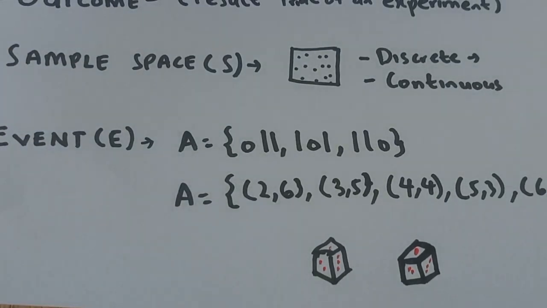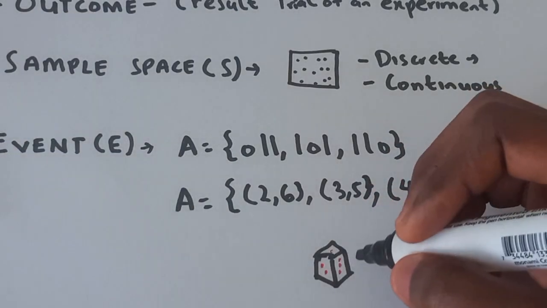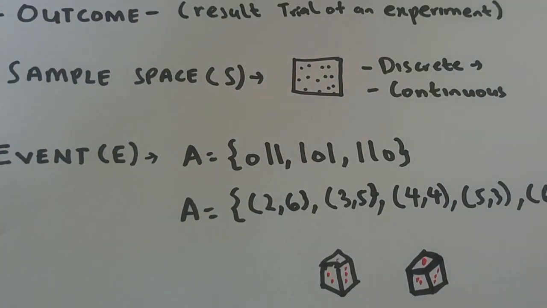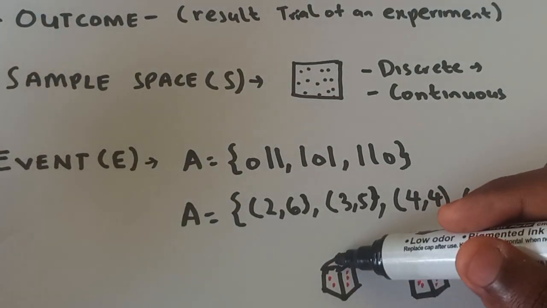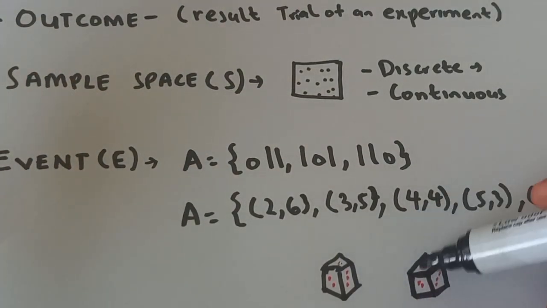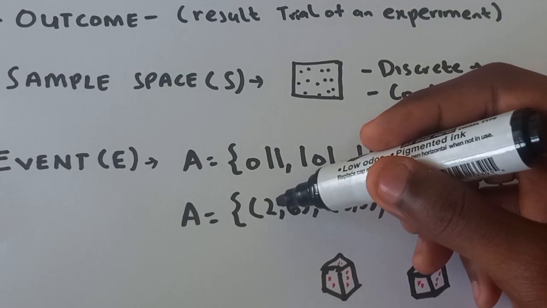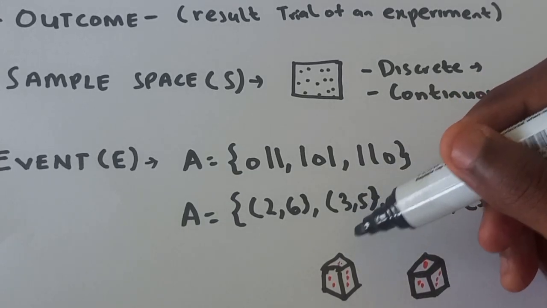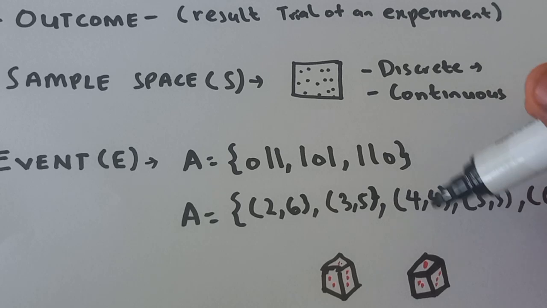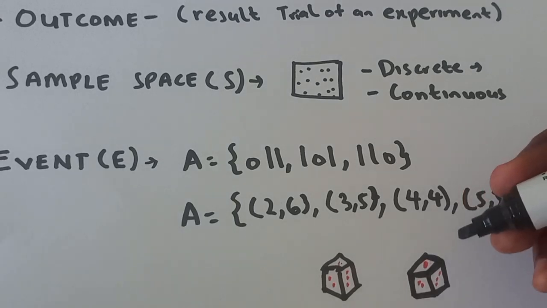So to get a total of 8, when this die gives 2 and the second die gives 6, we now have 8. We are applying all these terms we've learned over here. For event 2, we get 3 for this die and 5 for this die. 4 and 4, 5 and 3, 6 and 2. We have all of these having a total score of 8.